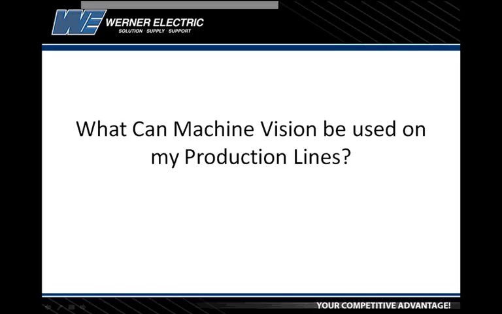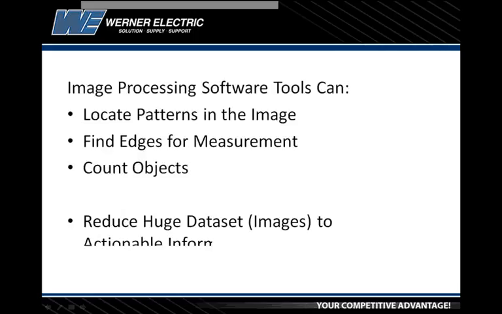So here's what probably most of you came to see, and that is, what can machine vision be used for on my production lines? Again, the processing software tools on that camera can locate images, patterns in the image, find edges for measurement, and count objects. You can think of the purpose of this software as reducing the huge data set of the image down to some actionable information, like a set of dimensions on the part, or a pass-fail criteria about the quality of a surface.